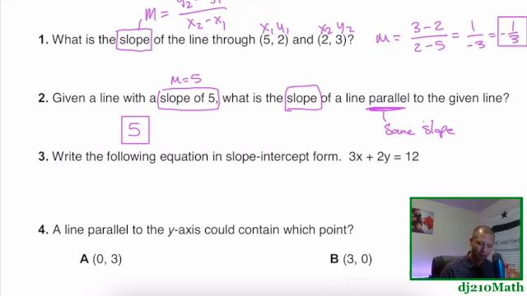Had this question said perpendicular, then it would have been negative 1/5, because you have to flip it and change the sign.